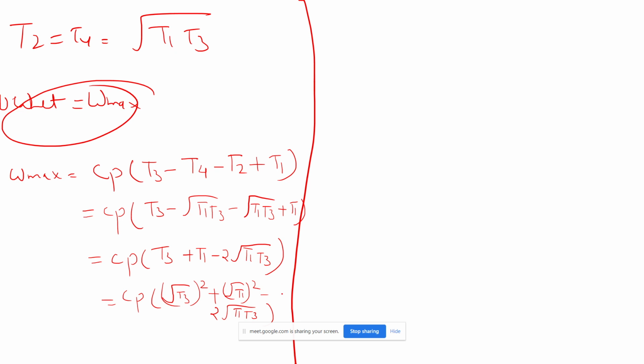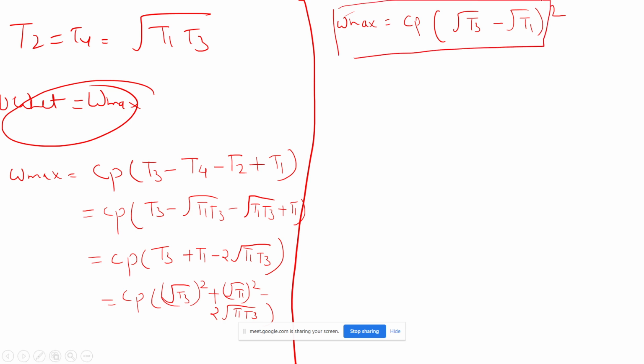Is it fine for you? Have you got how I have written this? Okay. So the maximum work output we will get is Cp into (under root T3 minus under root T1) whole square. Is it okay?